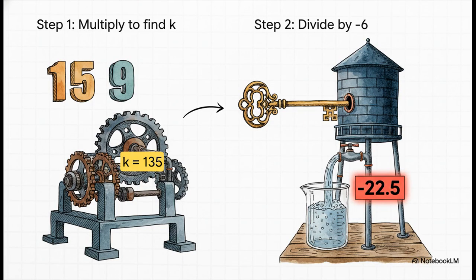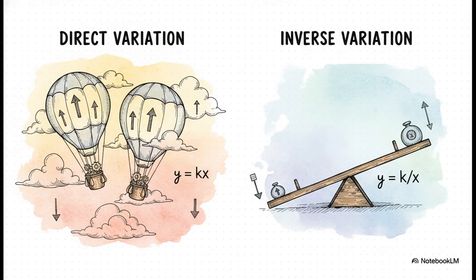So how'd it go? The answer is negative 22.5. Your constant k should have been 135 because 15 times 9 is 135. Then you just take that 135 and divide it by the new number, negative 6. Simple as that. Okay, let's just pause here for a second, because this is the whole thing in a nutshell.